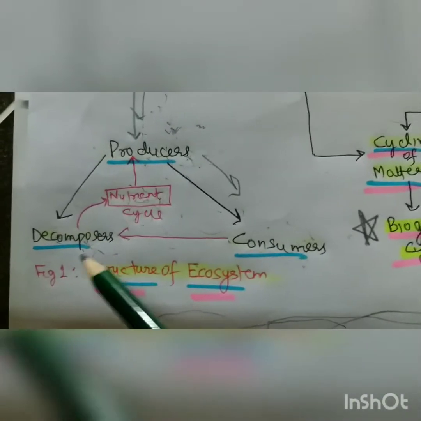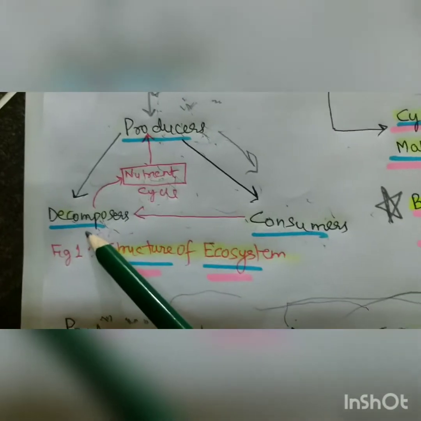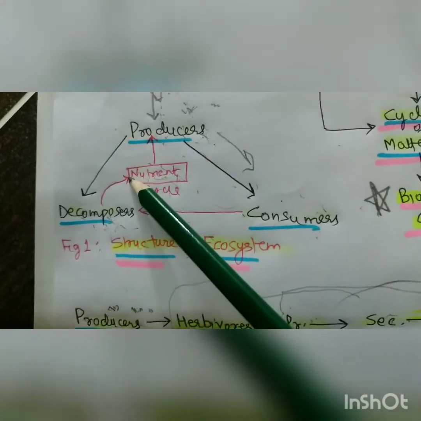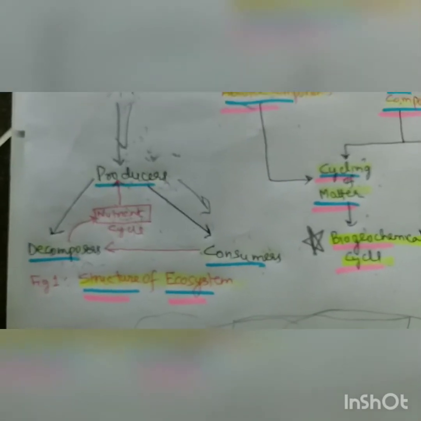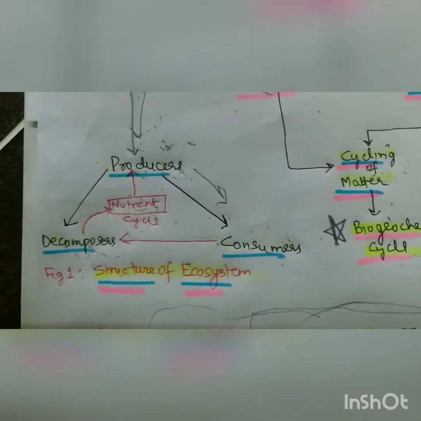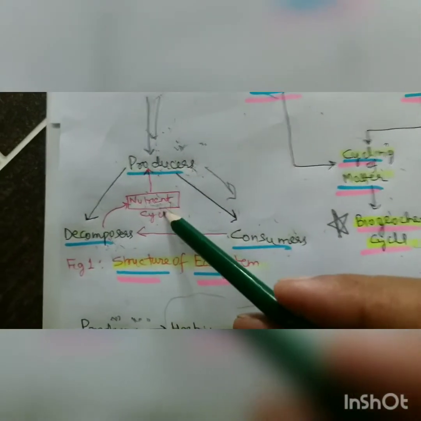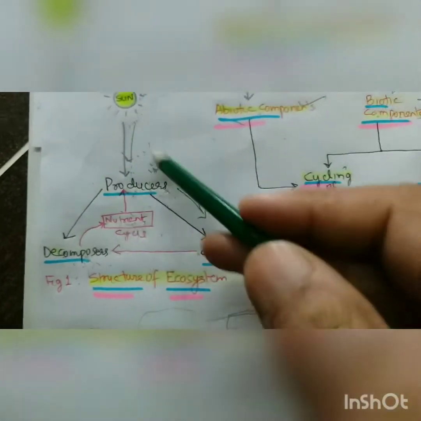And decomposers break the proteins in the body down to nitrates, and plants absorb nitrogen only in the form of nitrate, which we did yesterday. That is the biogeochemical cycle. And they go to the soil, and they are taken by the producer and go to the atmosphere.